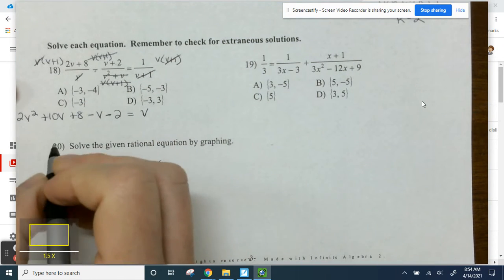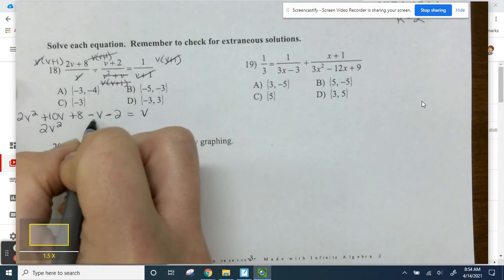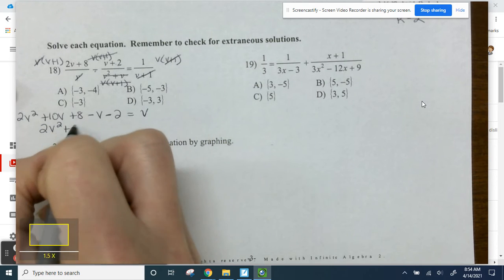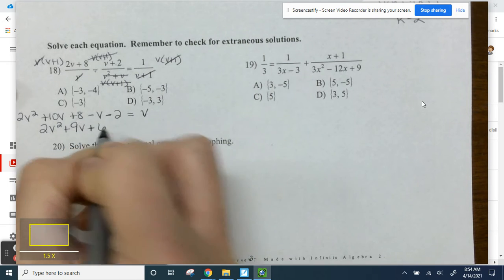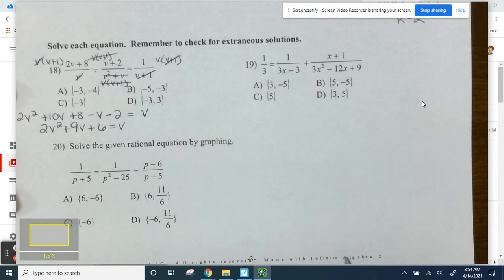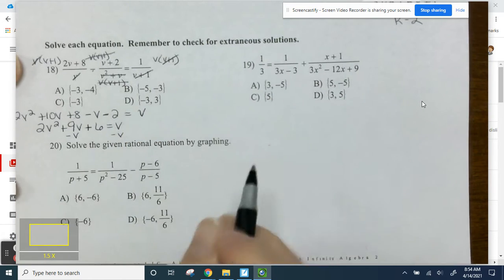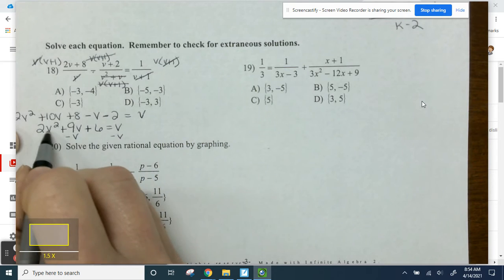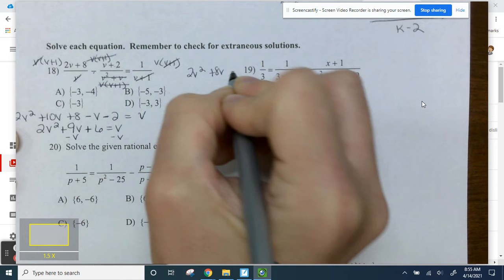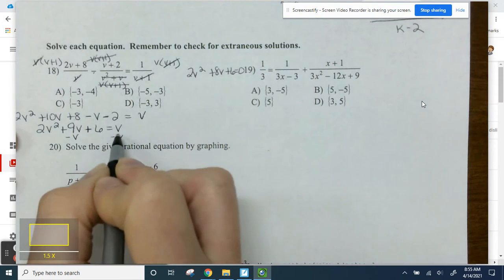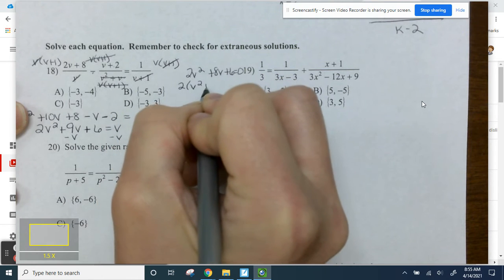Now let's put together what we can over here on this side. This would be 2V squared plus 10V minus V would be a plus 9V. And plus 8 minus 2 would be a plus 6. And we're still equal to V. Now I'm going to move that V, so I'm going to subtract V and move it over here. I'm going to come up here, guys, to continue this problem. So 2V squared, 9 minus 1, that would be a positive 8V, plus 6 equals 0, because V minus V would be 0. All three of these have a 2 in common, so I can pull that out.